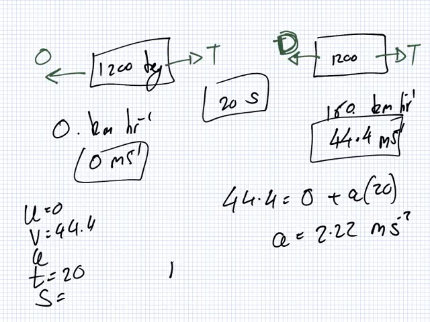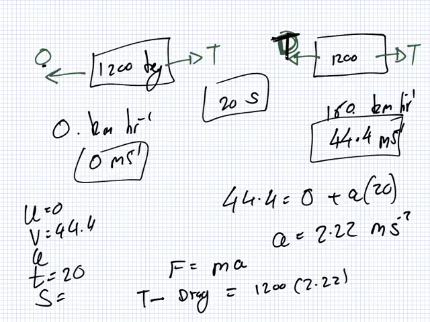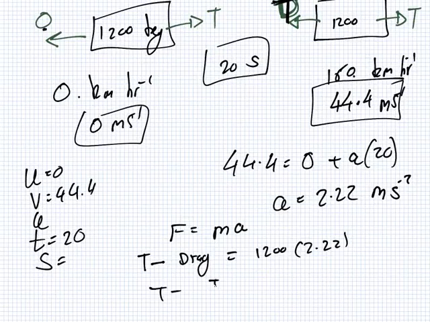You have F equals ma. Do we know the m? Yes. Do we know the a? Yes. And what's the F? The F is the thrust minus the average drag. Now, think about this. If the drag at the beginning is 0 and at the end it's T, what's the average of 0 and T? T over 2. So it's T minus T over 2 equals 1200 times 2.22.